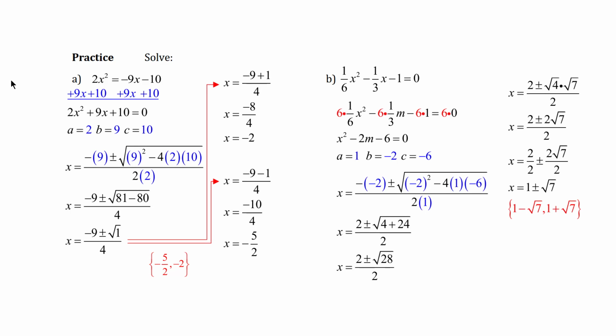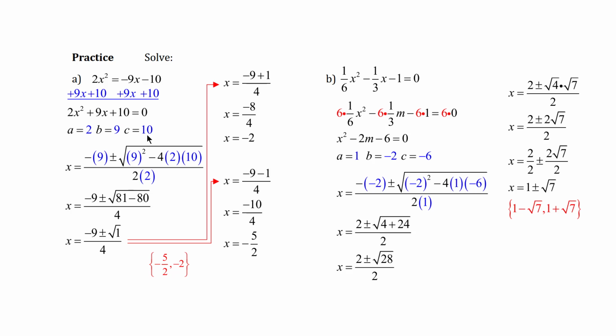Alright, so let's get started with part A. The first thing I did here was move all of the terms to the left-hand side. So I added 9x to both sides, and I added 10 to both sides. The result is 2x squared plus 9x plus 10 equals 0. Next, we get our values for a, b, and c. A is equal to 2, b is equal to 9, and c is equal to 10.